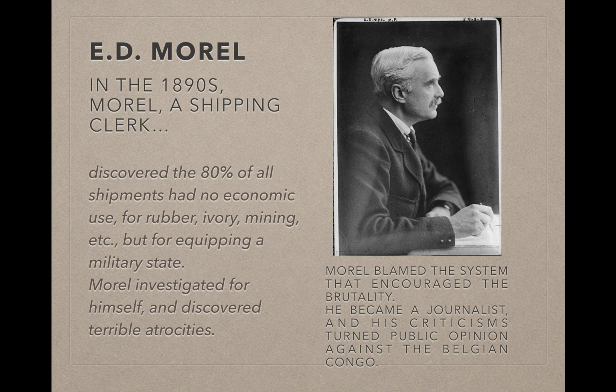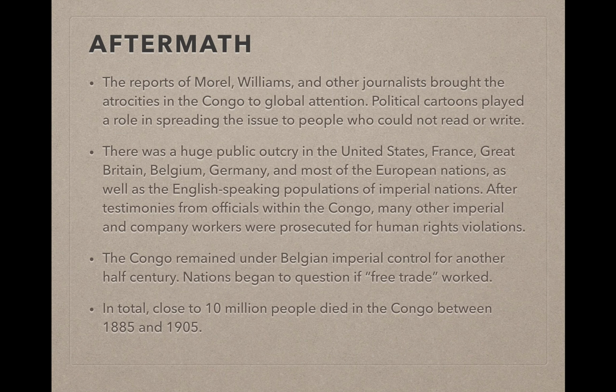And Morrell basically investigated and decided that he would figure out what was going on, and he did, and it was horrendous. And he started to publicize his reports. Other journalists came to the scene and saw what was happening. Morrell and other journalists discovered George Washington Williams' letters to King Leopold. And soon enough, Europe and the United States and much of the rest of the world realized what was going on. These political reports and cartoons and whatnot really deeply influenced the public.